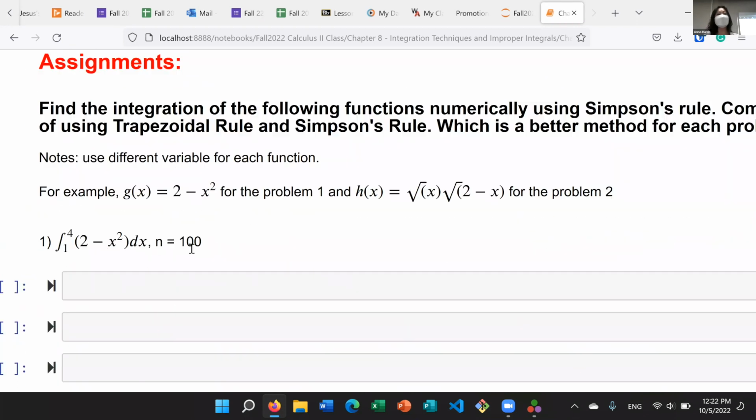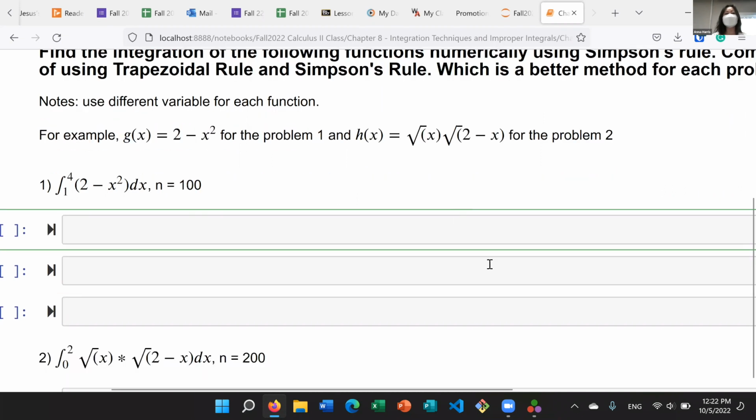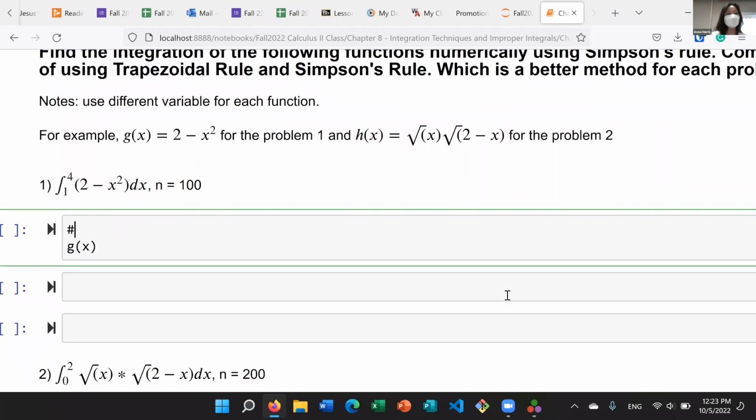Now let's get the assignments. This is exactly the same assignments that you have. So how do I need to do? The first thing I'm going to say is g of x. And I want you to follow and then do yours.